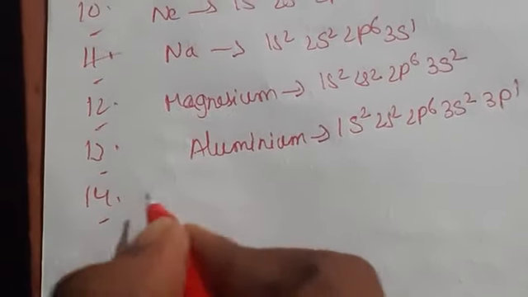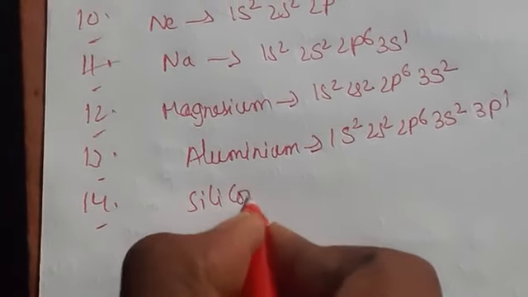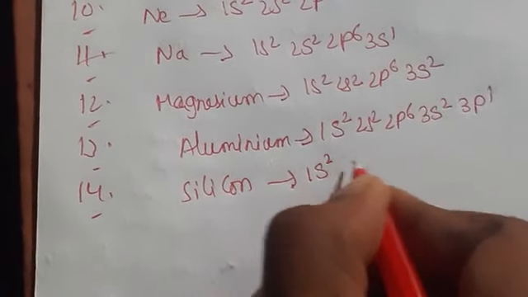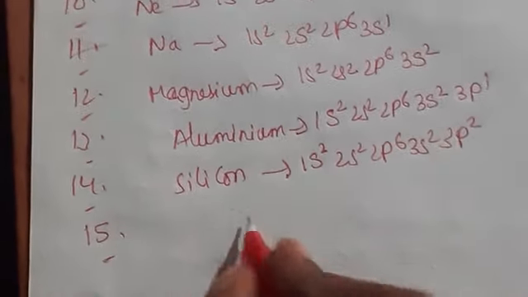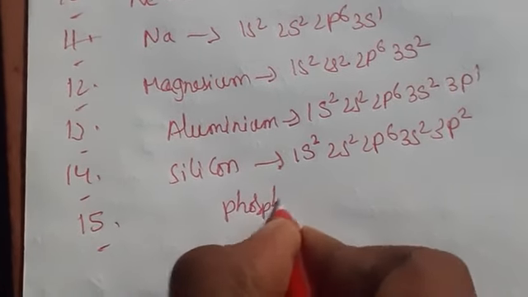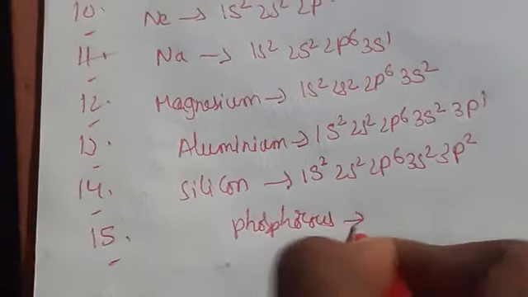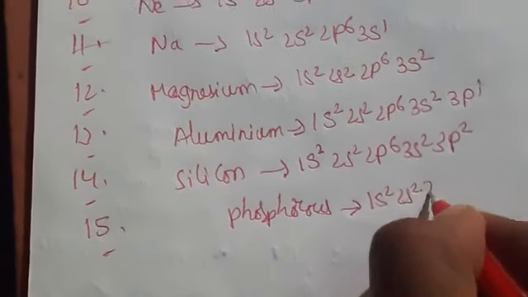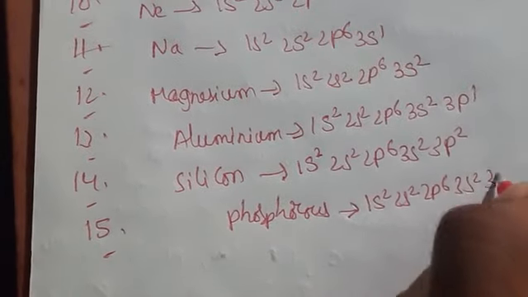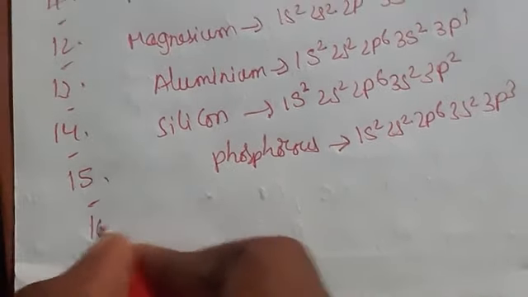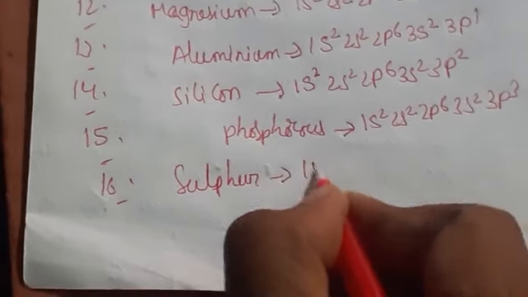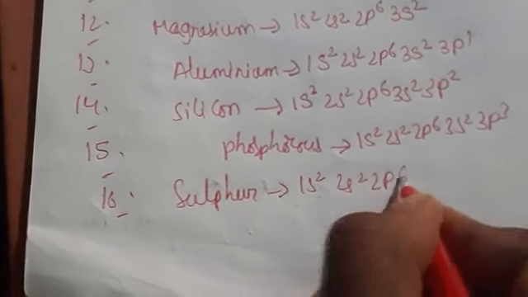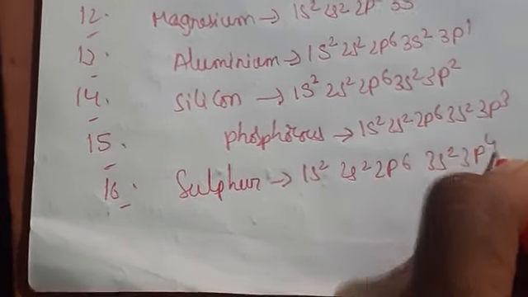And the 14th element is silicon. What is the silicon electronic configuration? 1s2, 2s2, 2p6, 3s2, 3p2. And the 15th element is phosphorus: 1s2, 2s2, 2p6, 3s2, 3p3. And the 16th element is sulfur. For sulfur, 1s2, 2s2, 2p6, 3s2, 3p4.